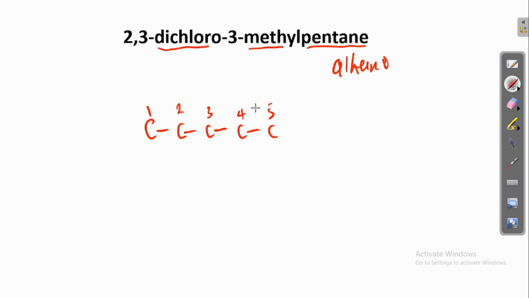Remember, there's no functional group here, they're all single bonds. So 2,3-dichloro means I have 2 chlorines, at carbon 2 and carbon 3. So I'll put my chlorine here and my chlorine here, right? Now at carbon 3 I have a methyl group. CH3 is a methyl. So here we have the methyl, CH3.